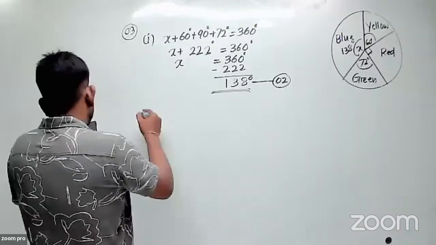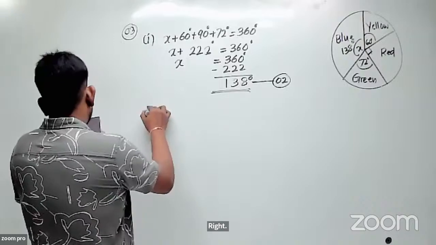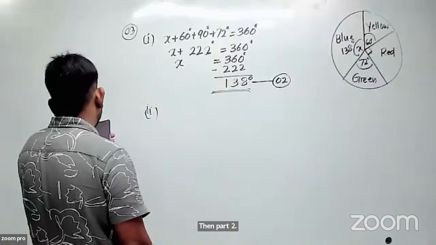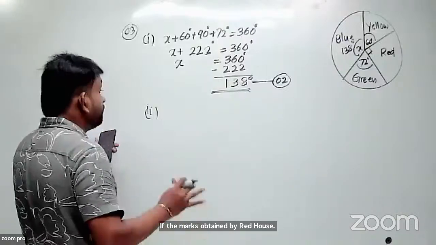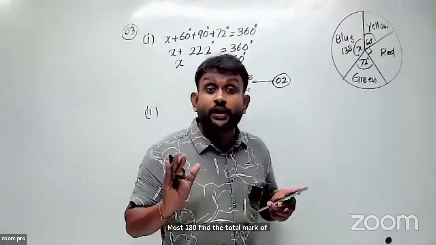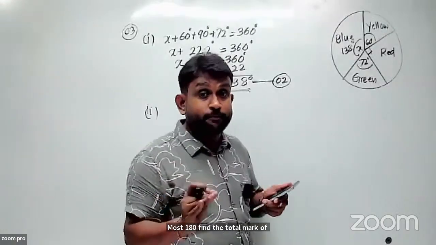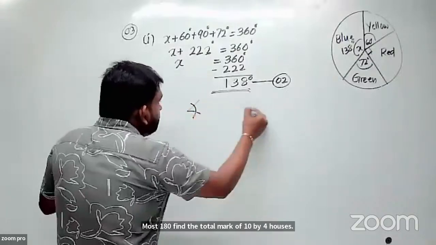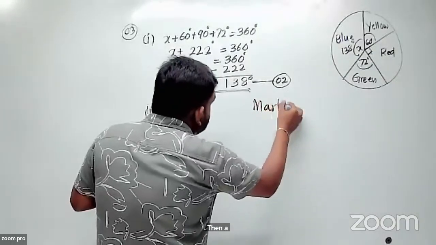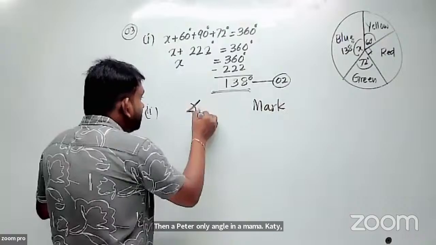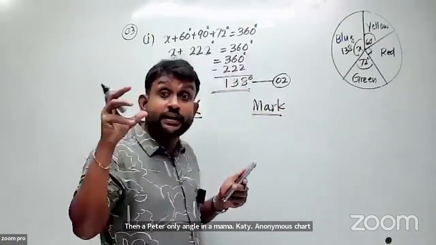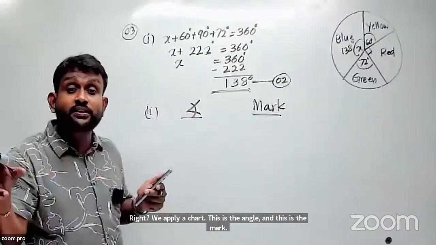Right. Then part 2. If the marks obtained by the red house was 180, find the total marks obtained by the 4 houses. Here is the point to note. Look carefully. Now we have the angle, we have the mark. We draw a chart like this. This is the angle and this is the mark. So data is given relevant to the angle and the mark.